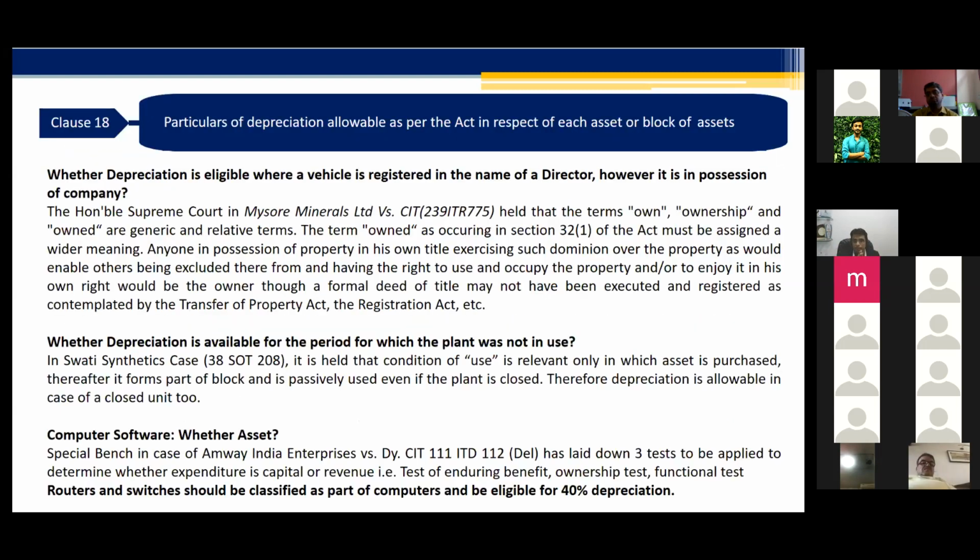Clause 18, particulars of depreciation. As we all know, we have to give depreciation details, but I thought I would discuss some important issues which have come up on the calculation of depreciation, where auditors often have to take a call.